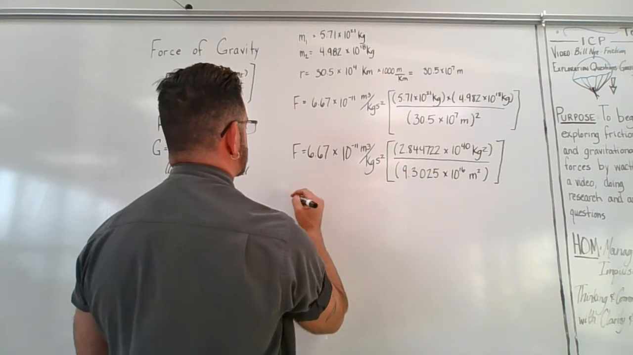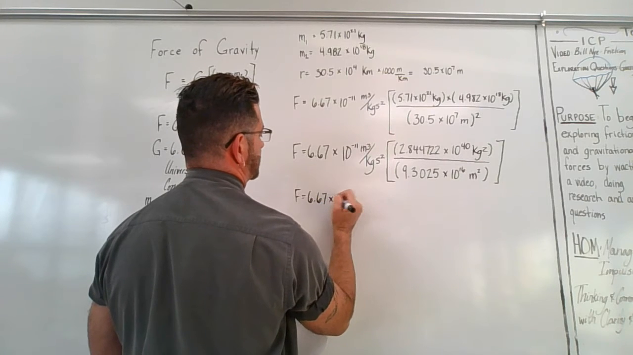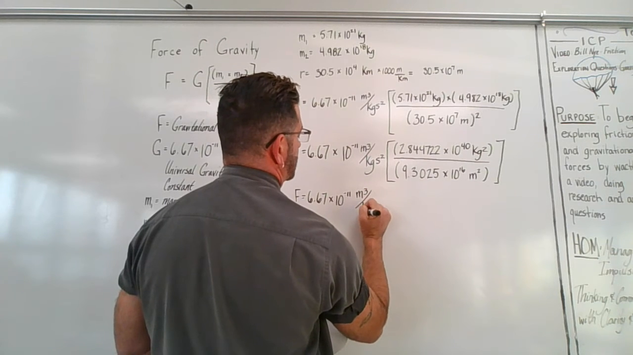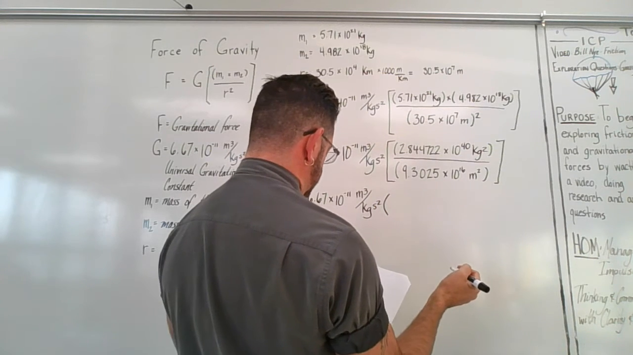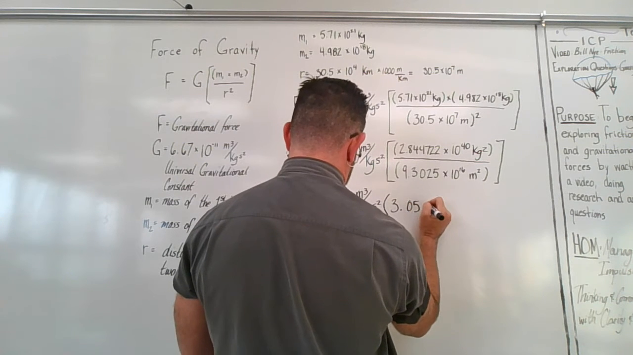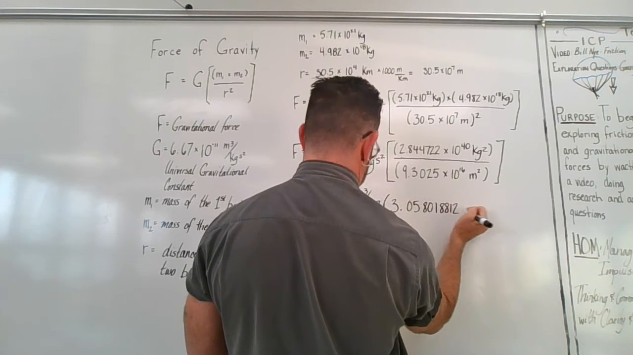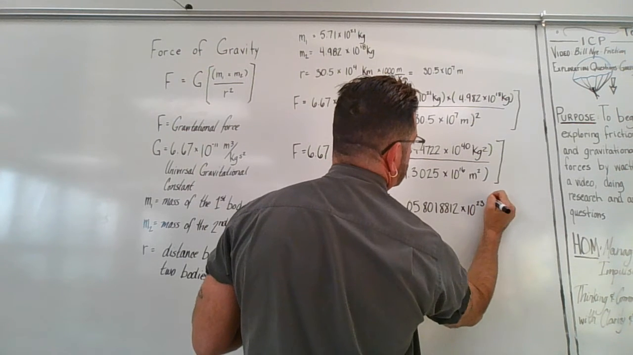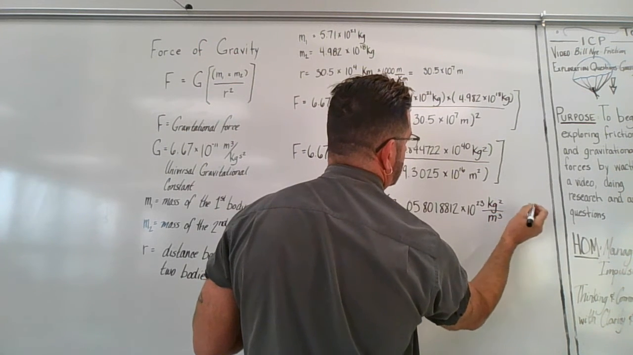Then you just divide this number by this number. Again, force is equal to 6.67 times 10 to the negative 11th meters cubed per kilogram second squared, times, and we divide those, hopefully you got 3.058018812 times 10 to the 23rd kilograms squared over meters cubed. I'm sorry, meters squared.